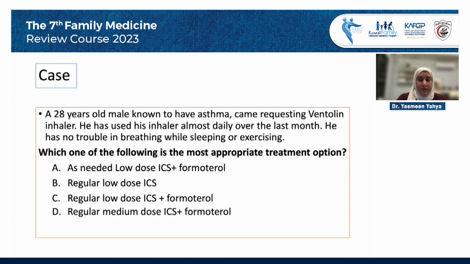So now, if the patient comes requesting Ventolin and he had his inhaler almost daily over the last month, but he has no trouble breathing while sleeping or exercising, which of the following is the most appropriate treatment option? The answer is the regular low-dose ICS plus formoterol. How do we know that?